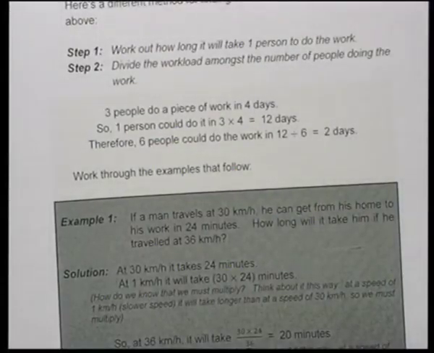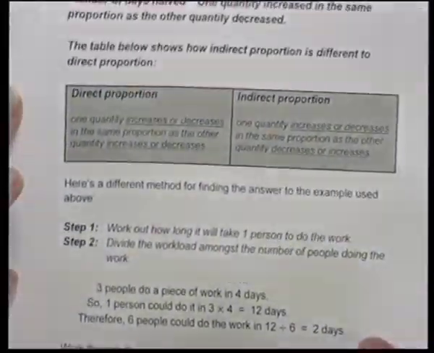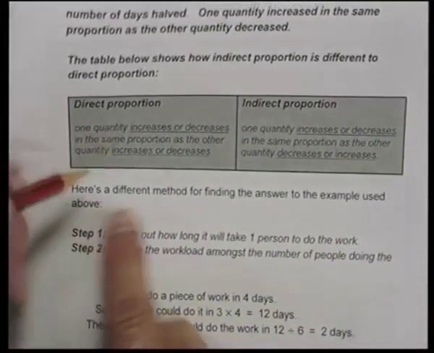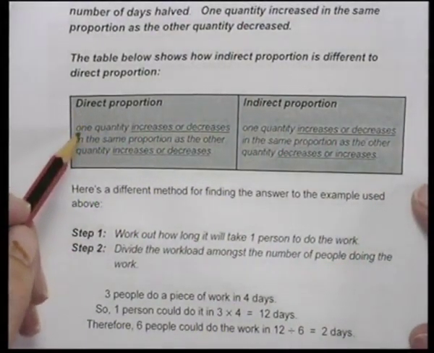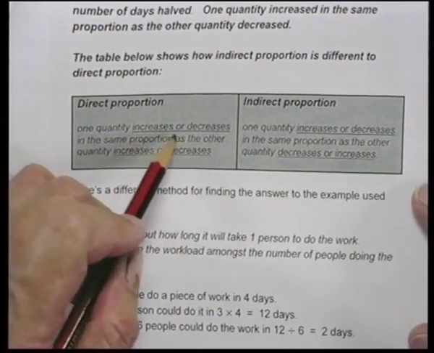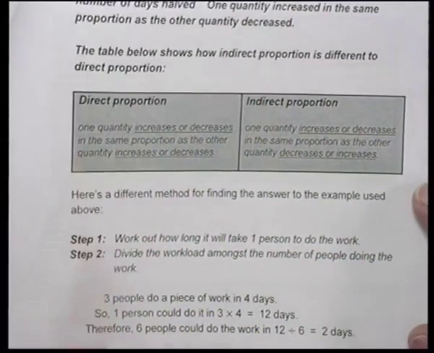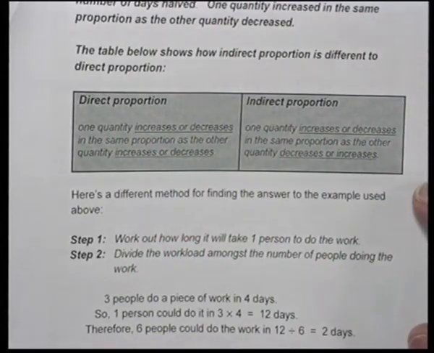So there they are giving us some examples of that. So what is direct proportion and what is indirect proportion? They like this question in the exam papers. Direct proportion is one quantity increases or decreases in the same proportion as the other quantity increases or decreases. Indirect, one quantity increases or decreases in the same proportion as the other quantity decreases or increases.